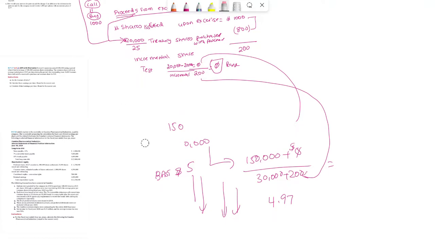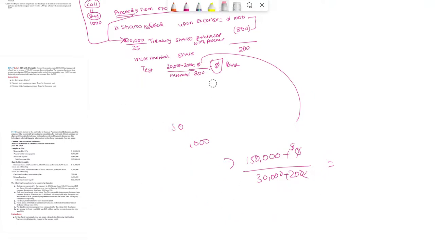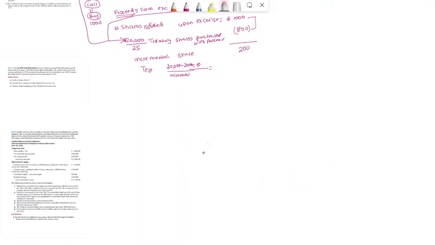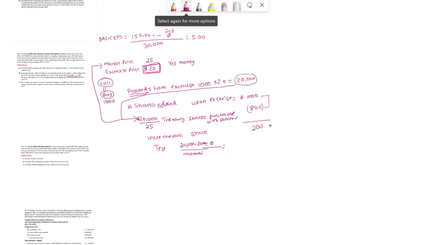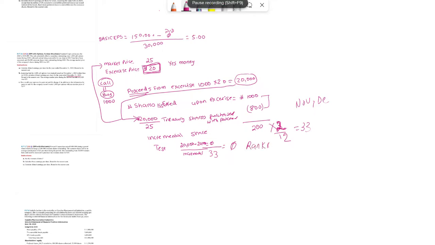Now we're going to do part B. Part B is exactly the same. The only thing changed is the number of incremental shares. Your whole calculation is exactly the same. The only thing is this option was only from November 1st, so it's only 2 months, November and December. When I do that, it will be 0 divided by 33 incremental shares. It will still be a 0 and it will be ranked number 1. So options are always ranked number 1.